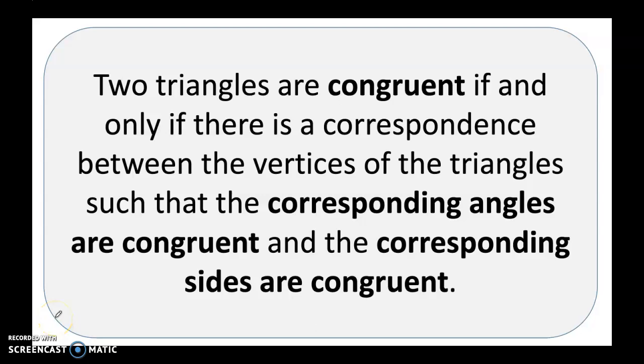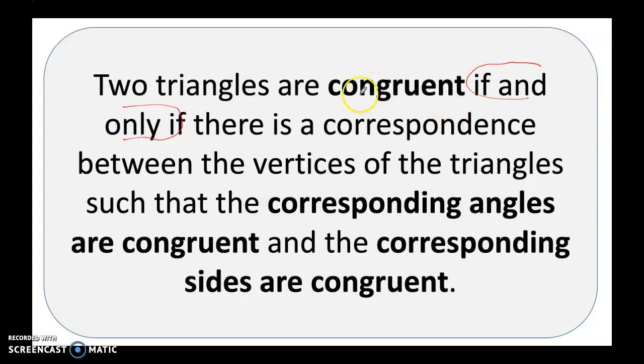Two triangles are congruent if and only if there is a correspondence between the vertices of the triangles such that the corresponding angles are congruent and the corresponding sides are congruent. As you can see, the given statement uses "if and only if." It is said to be a biconditional statement.